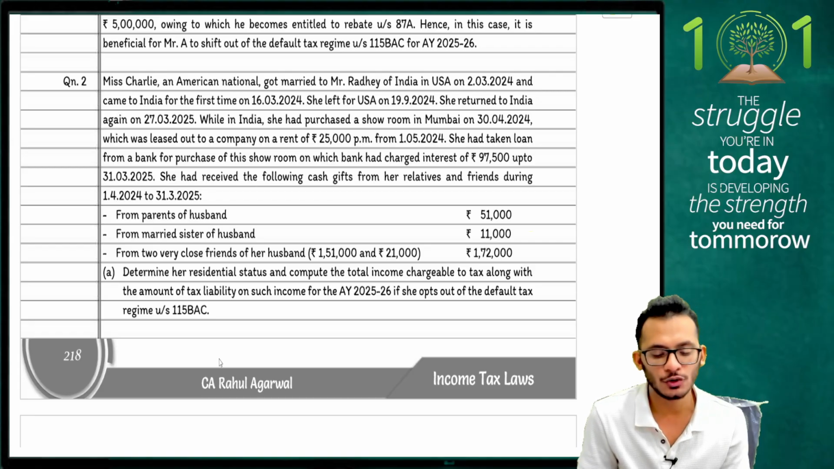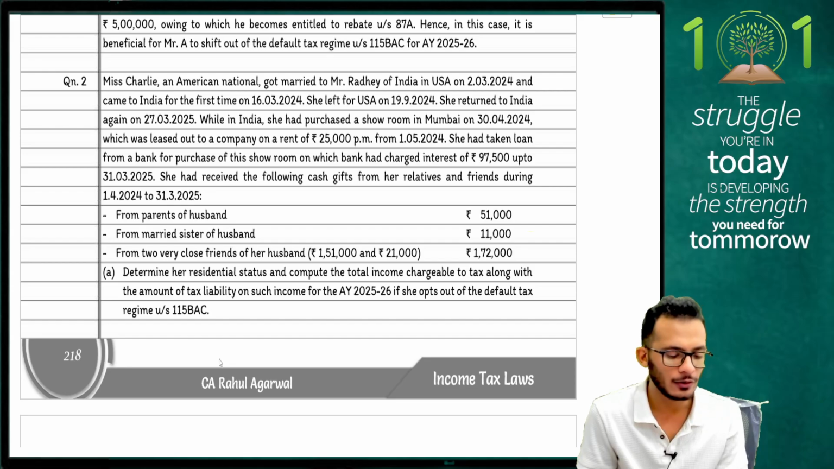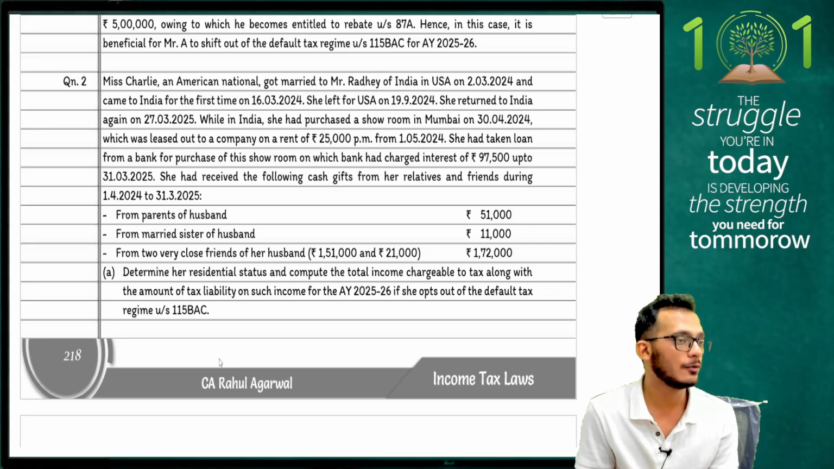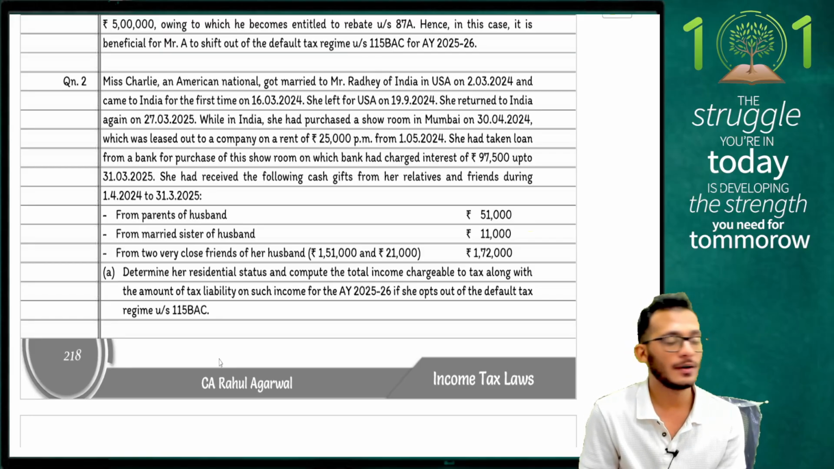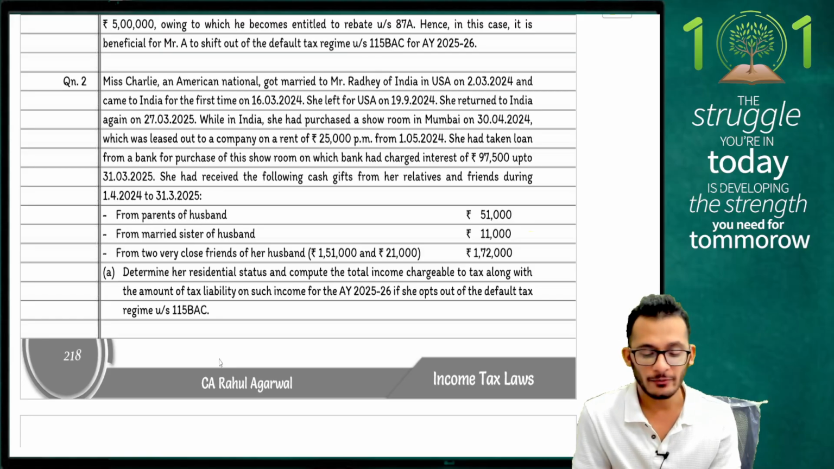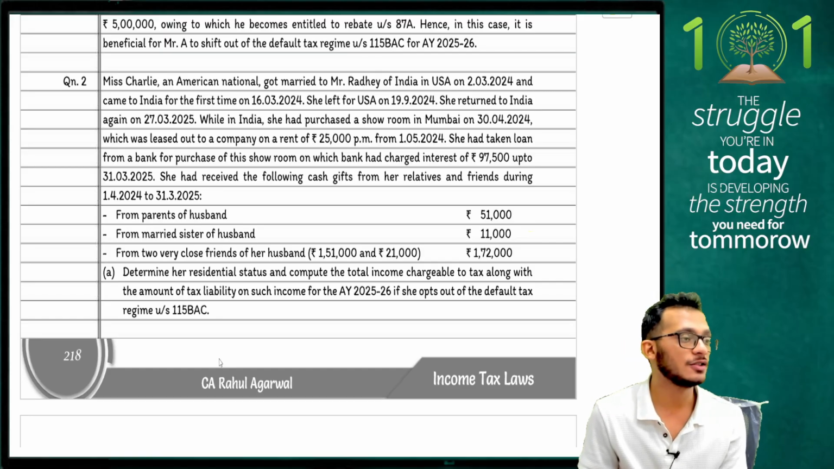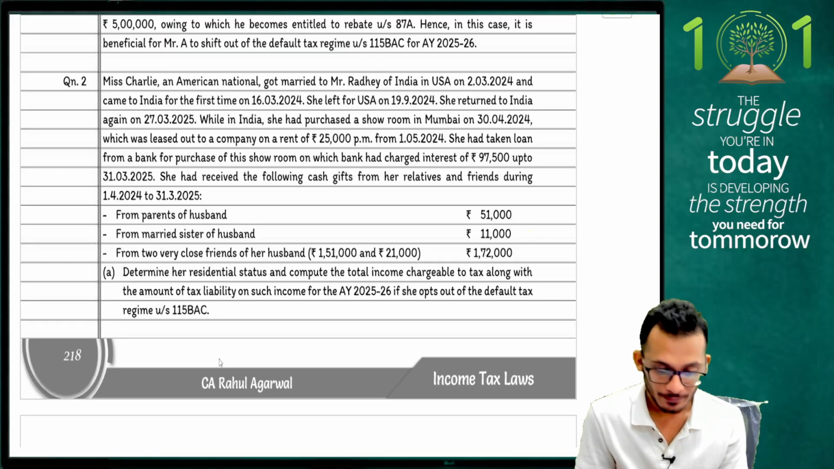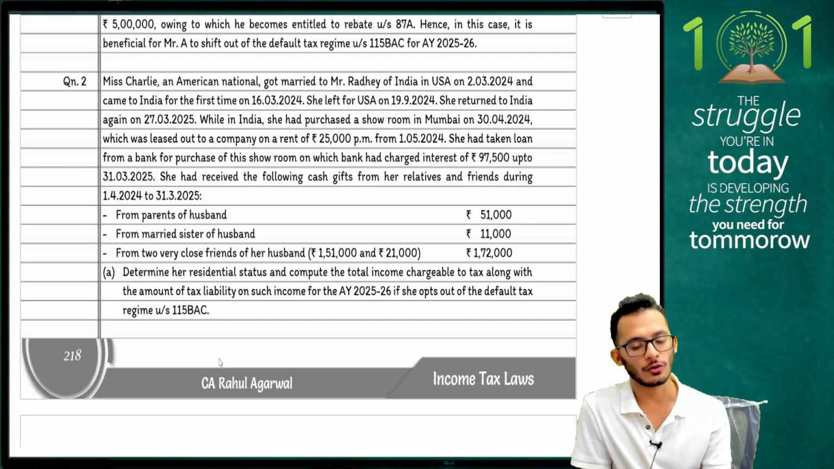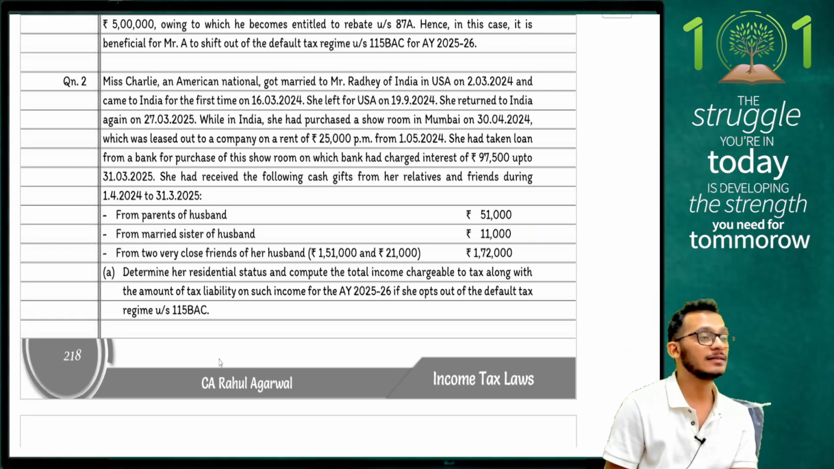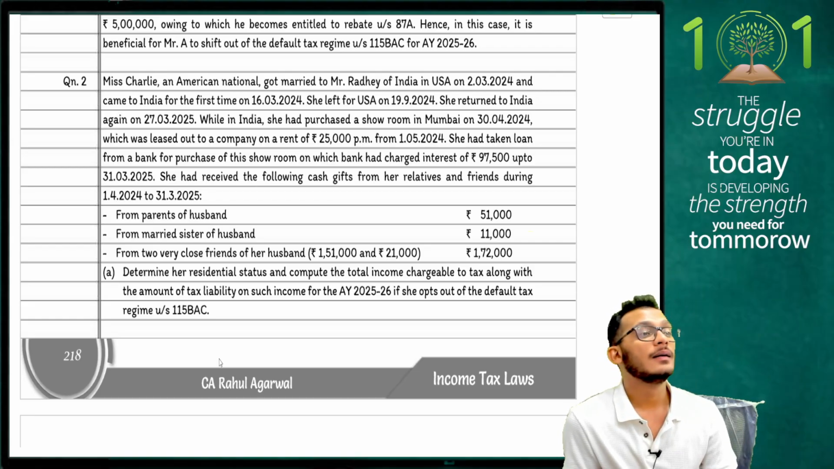While in India, she purchased a showroom in Mumbai on 30th April 2024, which was leased out to a company at a rent of 25,000 per month on 1st May 2024. She now has rent from a showroom, taxable under income from house property, but only for 11 months, because she took it only from May. She has taken a loan from a bank for purchasing the showroom, for which the bank has charged 97,500 up to 31st March 2025. This is previous year.